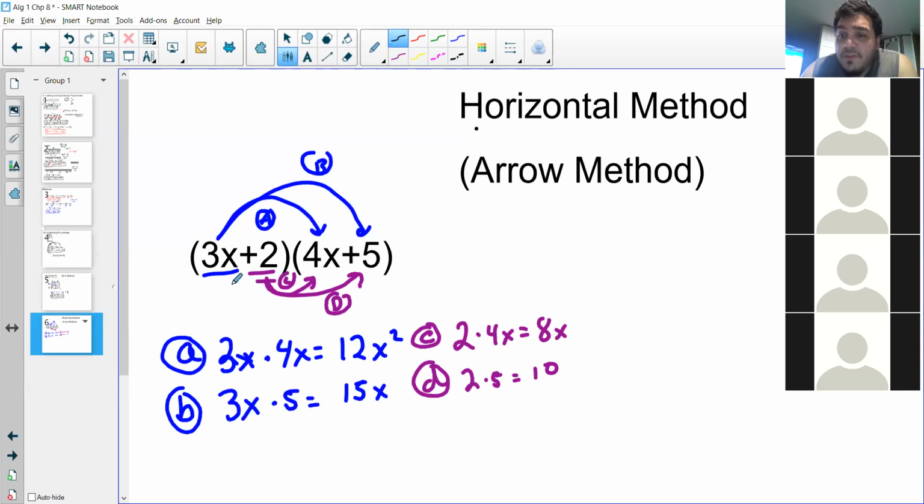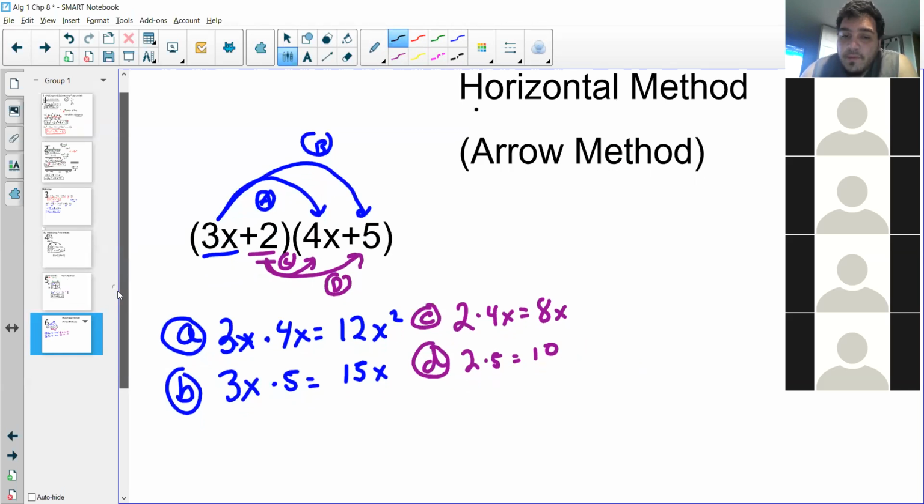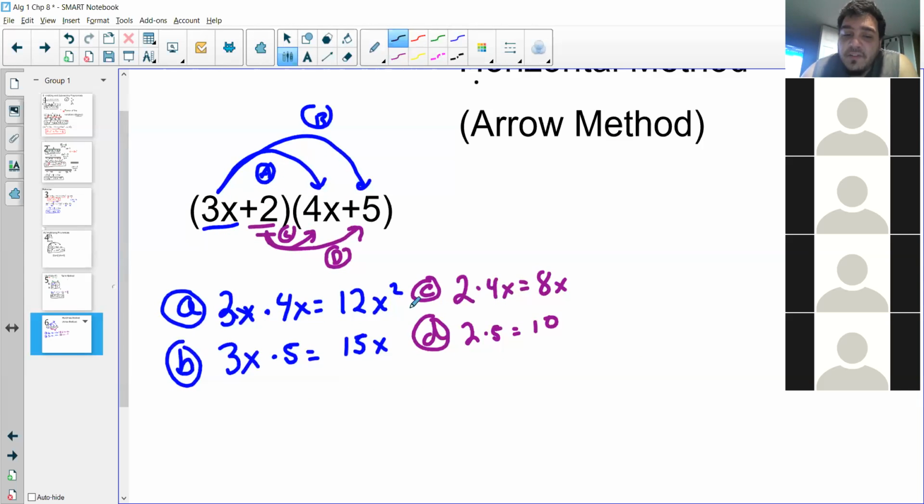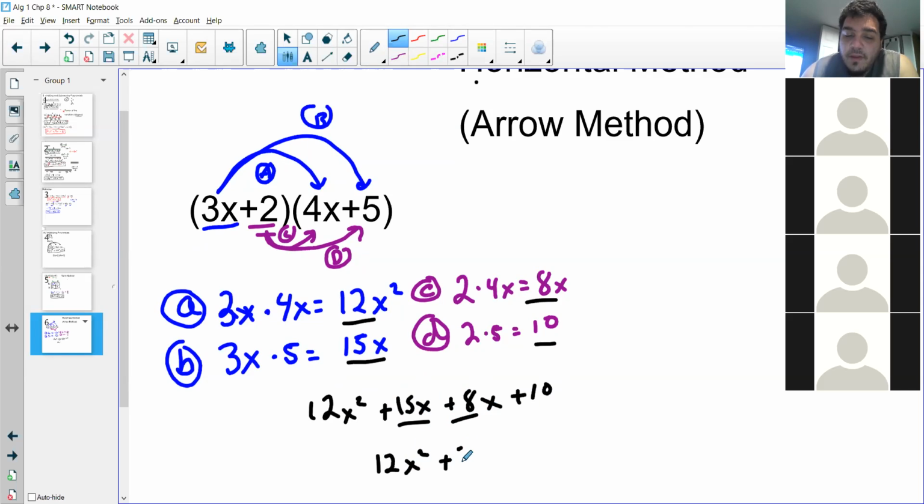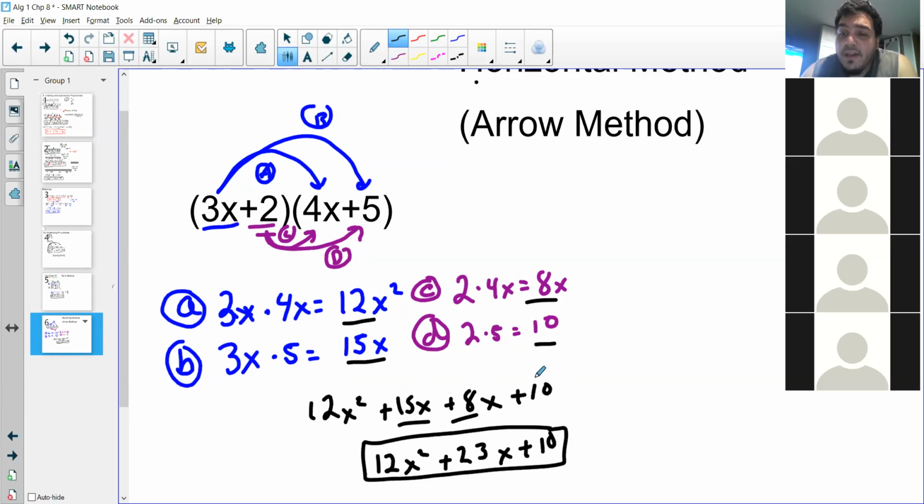So both methods are doing the same thing. You're just multiplying everything with everyone else. You could do that with arrows, or you could do that with a table. Either way, the end result is going to be the same. Line up each of your answers here. I'm just writing every answer I got, and I'm combining the like terms. 12x squared plus 23x plus 10. So we copy that, write it down. We just put it in order and combine like terms.